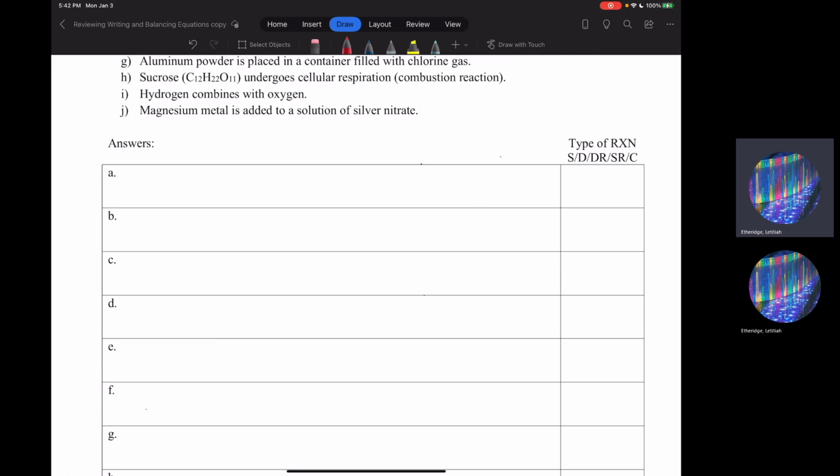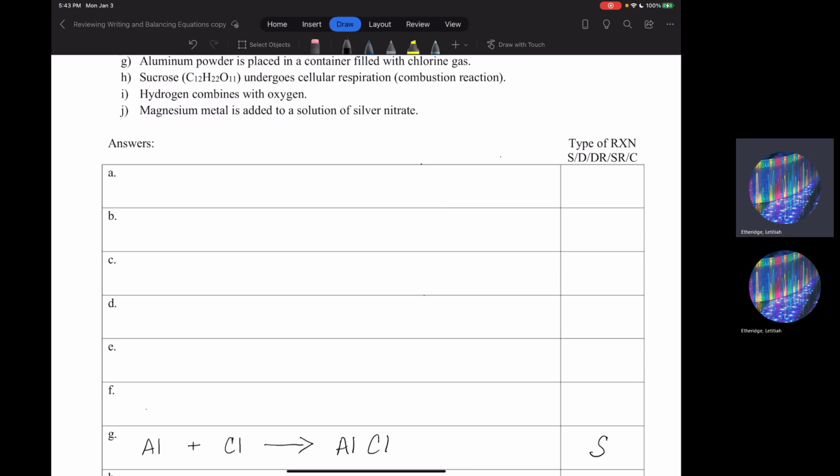Okay, so let's start off with our standard color. So we have aluminum powder that's placed in a container filled with chlorine gas. So that is going to be aluminum plus chlorine gas is Cl. And now we need to figure out what it's going to make. So we have an element plus an element. So hopefully you guys are screaming that this is a synthesis reaction because that's exactly what it is. And you are going to make aluminum chloride.